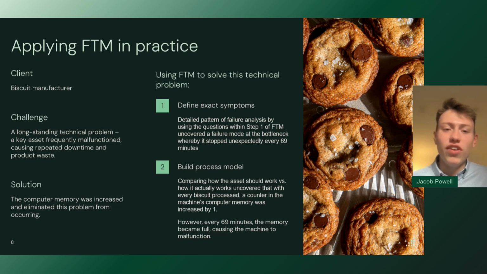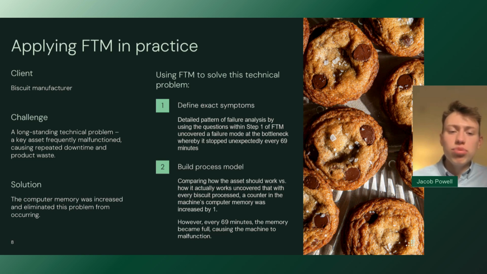So firstly, we defined the exact symptoms. Again, we used a detailed pattern of failure analysis to really understand what this problem looks like. And by doing this, we were able to identify that this failure actually occurred every 69 minutes. It wasn't randomly every 60 minutes and then sometimes every 30 minutes. It was exactly every 69 minutes. And this is perhaps a fact that the site team had overlooked in the first place. But understanding this precisely was crucial to solving the problem.